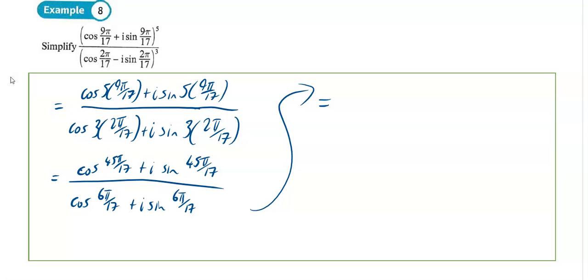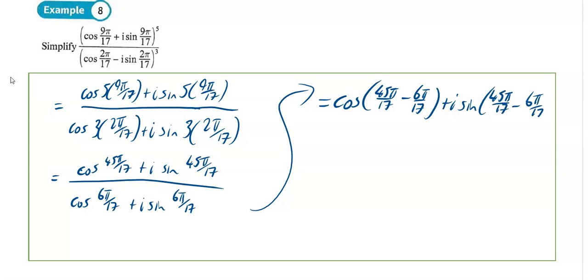Apologies. Now what we have then is just a complex number divided by a complex number. They're in modulus argument form, so we can just subtract the arguments, just like we did in AS1. So it's going to be cos of brackets 45 pi over 17 minus 6 pi over 17 plus i sine of 45 pi over 17 minus 6 pi over 17. And if you do that out, what you will get is cos of 51.